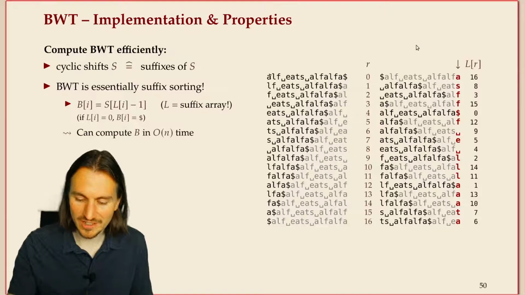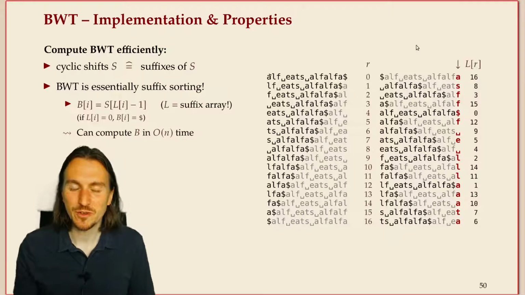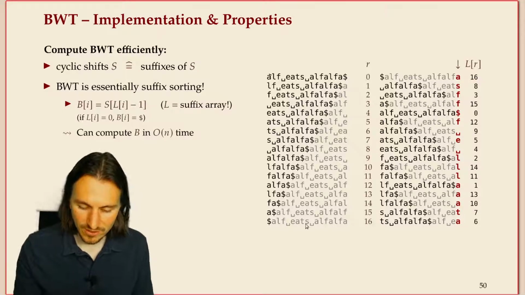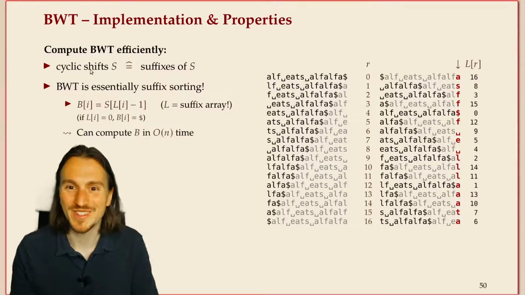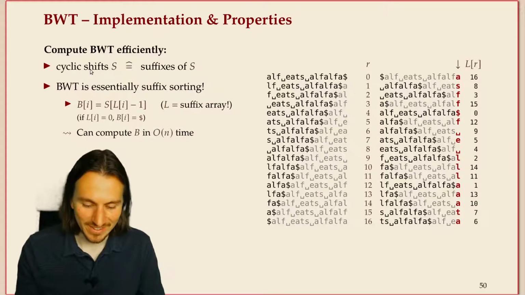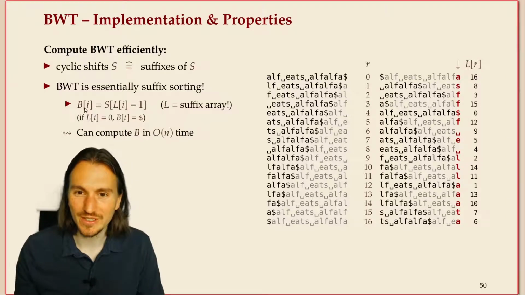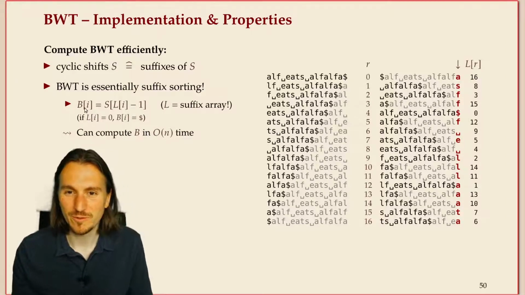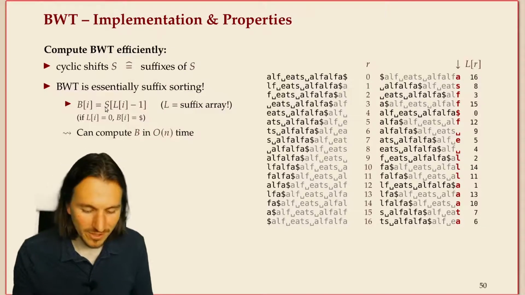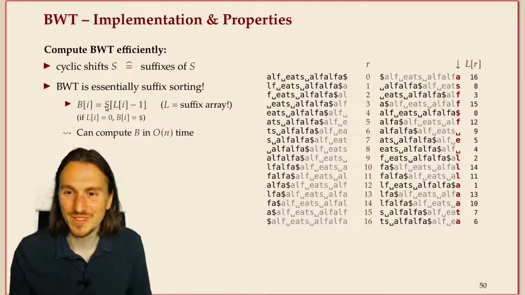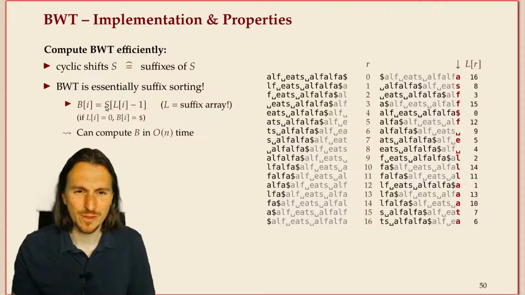Good, so that connection gives us an efficient way to compute the Burrows-Wheeler transform, because sorting cyclic shifts is the same as sorting suffixes, and we know how to sort suffixes. All right, and here's the formula more explicitly that shows you how to compute B from L and the text. Here the text is called S, but other than that, it's the same thing. Okay, that's how we can find the BWT. That's the first good thing. We can efficiently compute it.